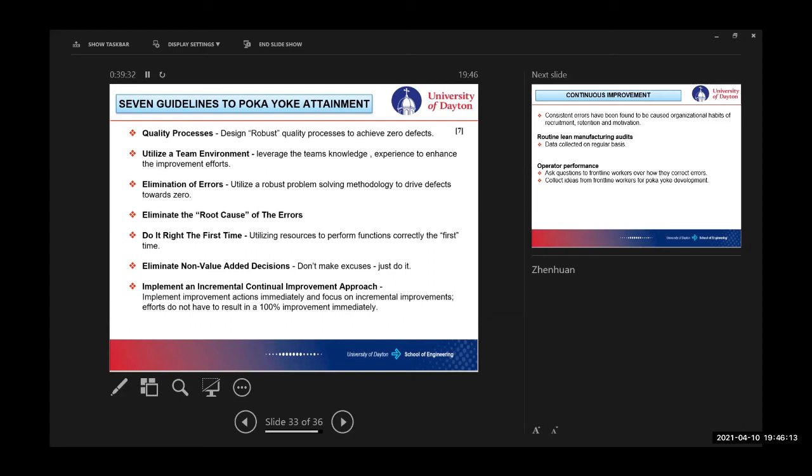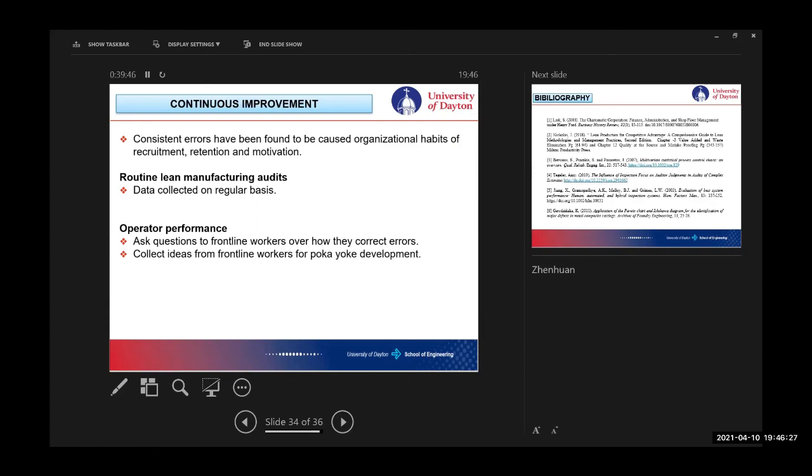Efforts don't need to happen all at once, but always being willing to improve on a problem can help to eliminate a problem completely. With continuous improvement, consistent errors are often found by human error and can be attributed to an organization of a company and how they handle recruitment, retention, and motivation of their workers.